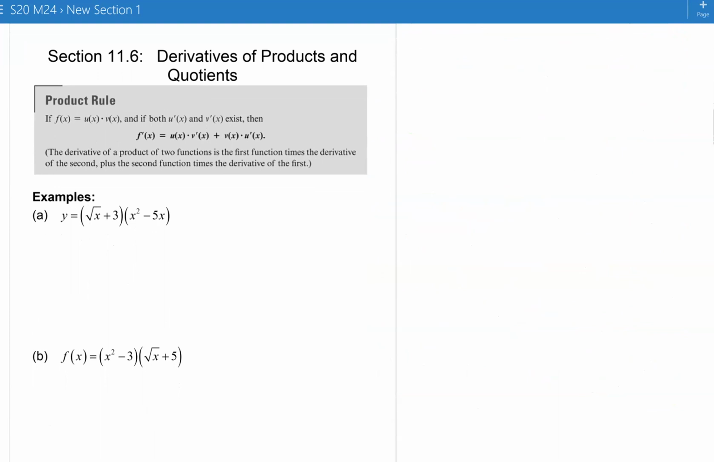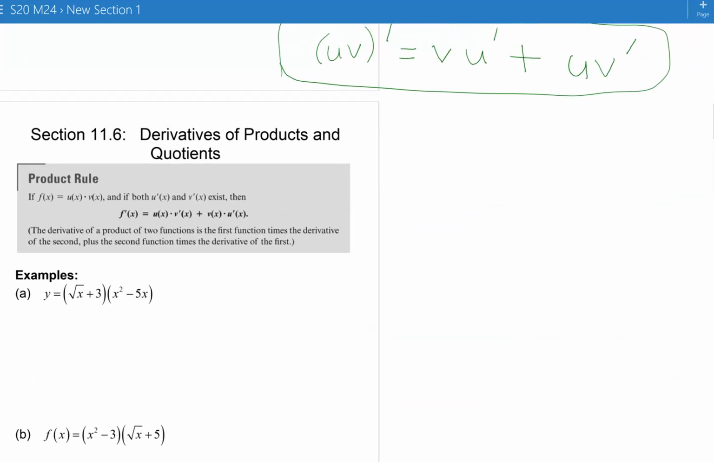Okay, so the product rule. So we're going to write our version of it. It says, if my function looks like two functions multiplied together, then I do the second function times the derivative of the first plus the first function times the derivative of the second. Okay, so let's look how we would do this with our first example.